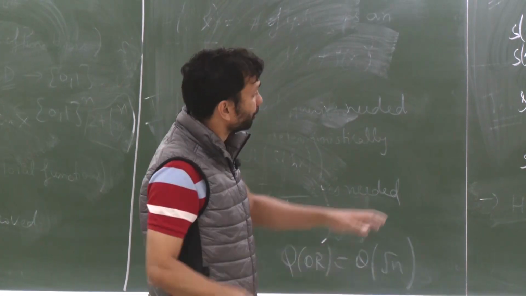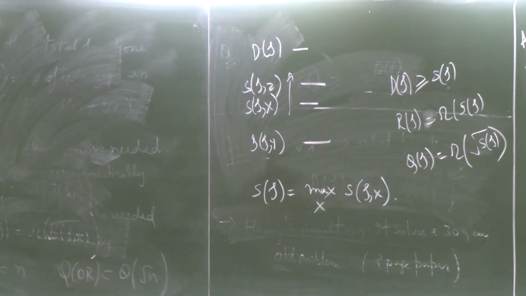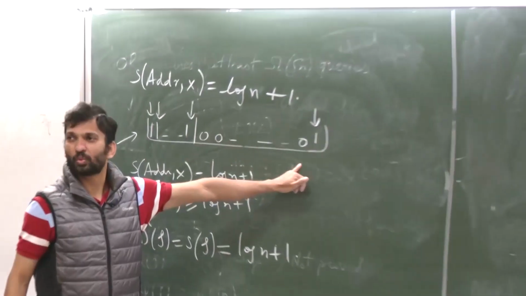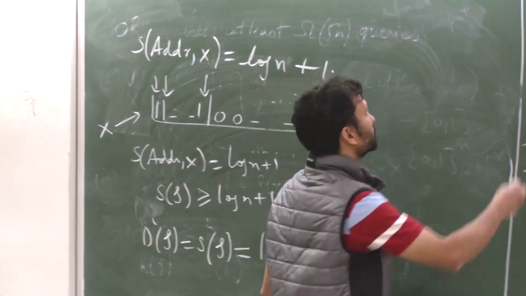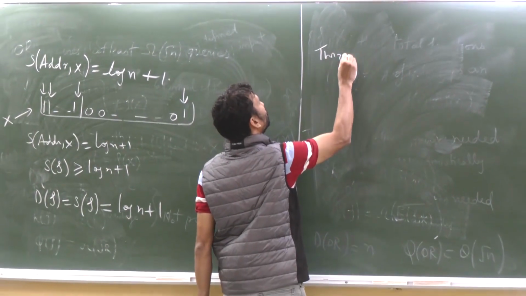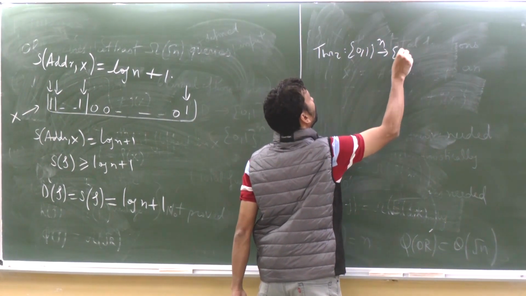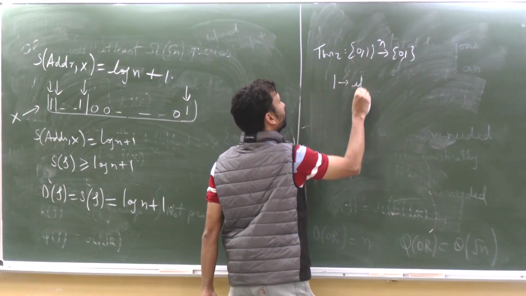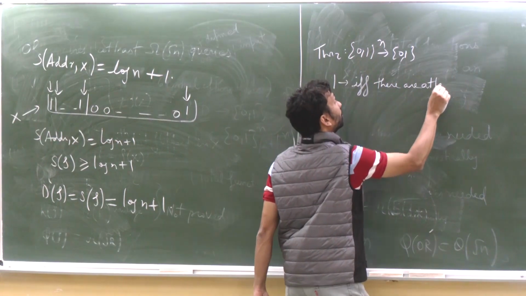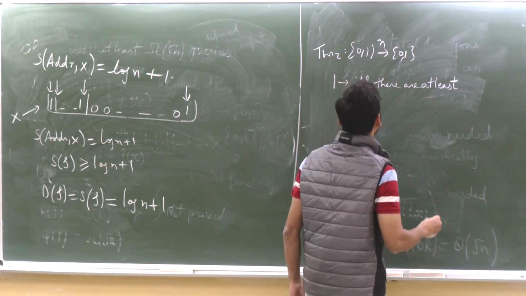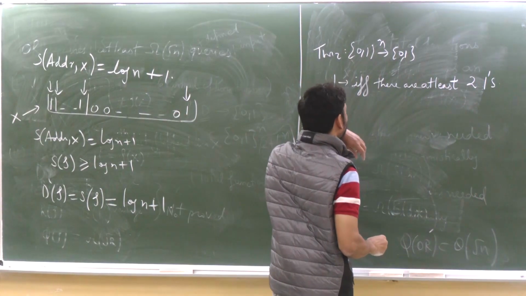This was a good idea, and the idea was that if a function is sensitive, then you have to look at all these log n plus 1 things, right? Let's look at another function. This is called threshold 2. This is 1 if and only if there are at least 2 ones.